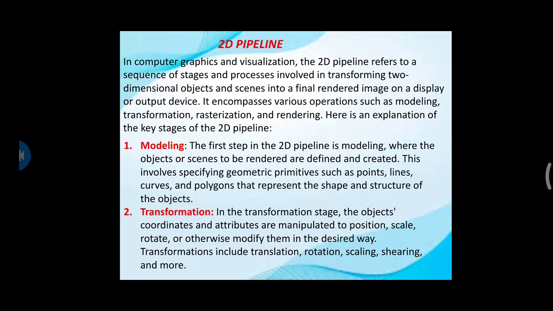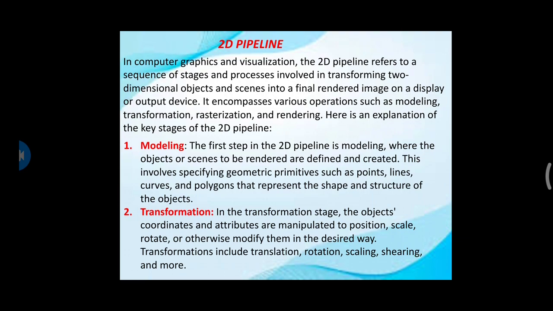Modeling. The first step in the 2D pipeline is modeling, where the objects or scenes to be rendered are defined and created. This involves specifying geometric primitives such as points, lines, curves, and polygons that represent the shape and structure of the objects.